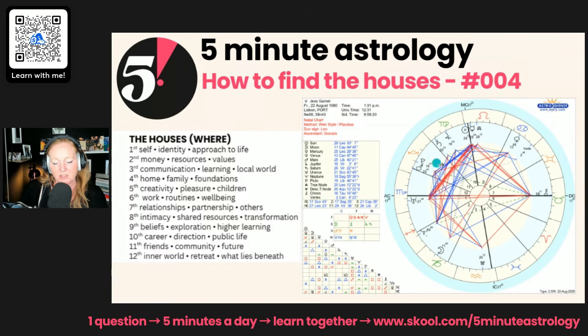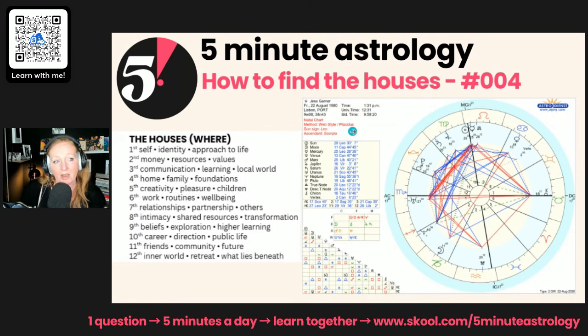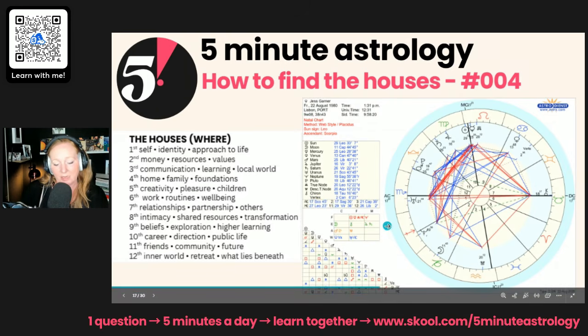Now, this chart that I've got here is using a Placidus charting system, and you might have whole sign, which is I would say the next most popular one. Placidus is often the default. It's definitely the default on astro.com. So your chart might be slightly different to mine as it's showing here, but it's completely normal.